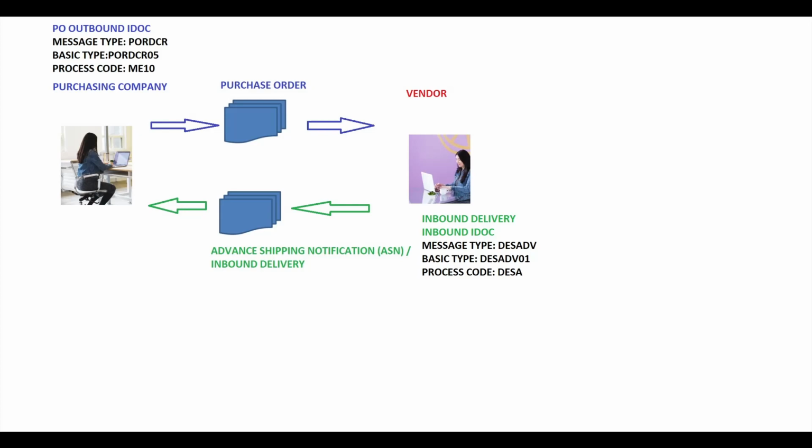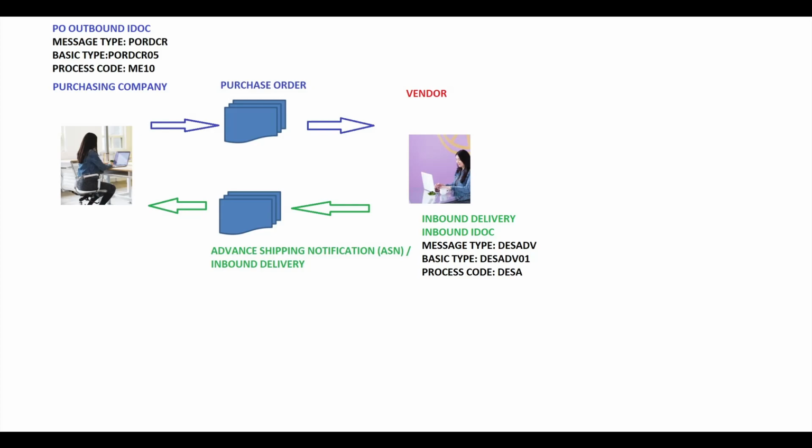The IDocs involved in these examples are an outbound IDoc and an inbound IDoc. So for the outbound IDoc purchase order, the message type used is PORDCR. Basic type is PORDCR05 and process code is ME10. So with the help of this configuration in partner profile, the IDoc will be sent to the vendor.